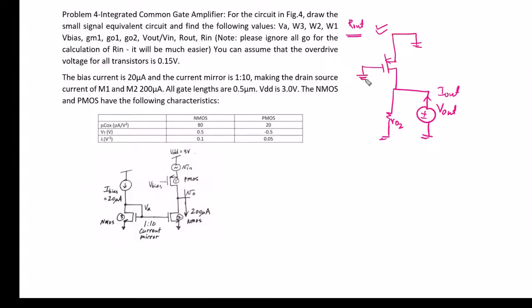So this will be the circuit that we will be using for finding out Rout. So Rout is V out by I out. Now let's draw the small signal equivalent model. This will be drawn in the same way as we were doing in finding out voltage gain.